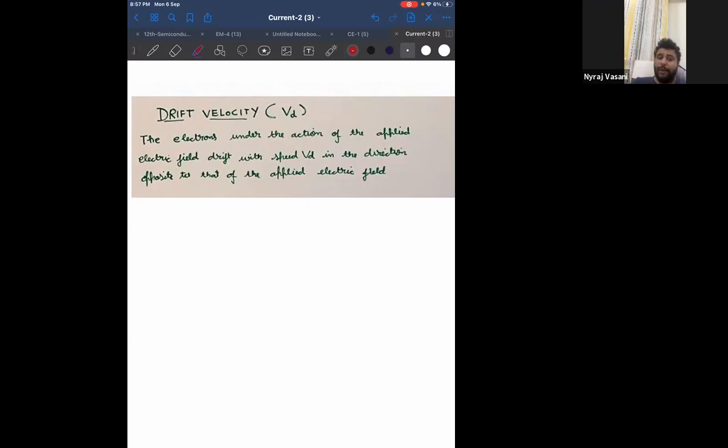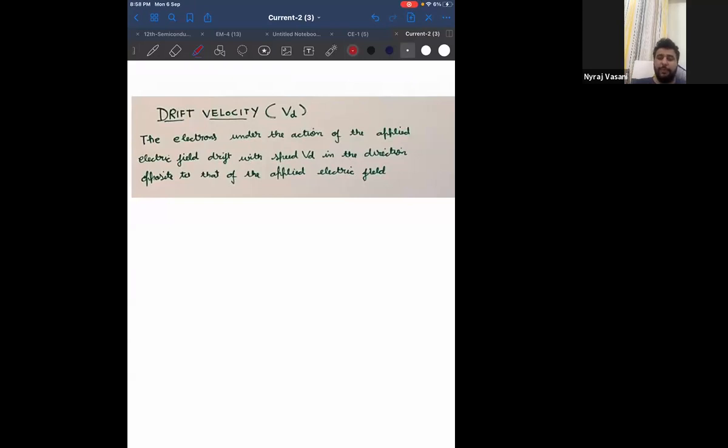Therefore, whenever drift velocity is given in the question, you should understand that they're talking about electrons. That means you will know the mass of an electron and the charge of an electron indirectly, because they will not say it is an electron. They will just mention drift velocity. You should understand they are talking about the electron itself.